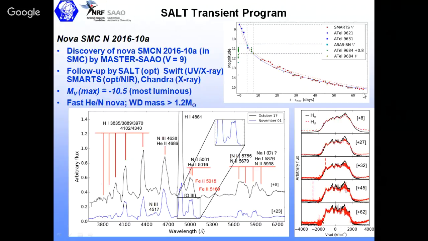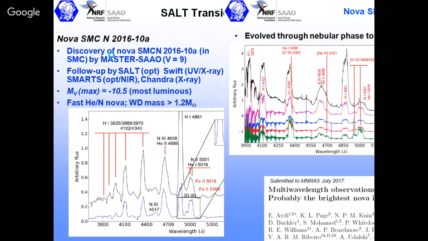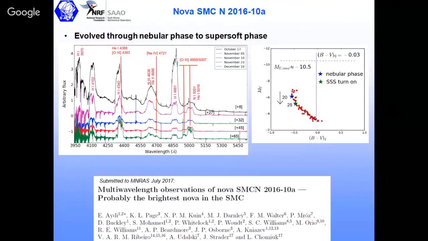It's an interesting object. This is some high resolution spectra over here, low resolution spectra here. It's basically a helium nitrogen nova with a very likely high mass and probably the most luminous in the SMC, with an absolute magnitude of -10.5. And so we've done quite a lot of nice optical follow-up and Swift follow-up as well. This has recently been submitted to Monthly Notices.